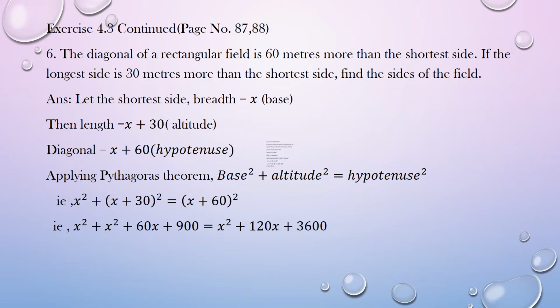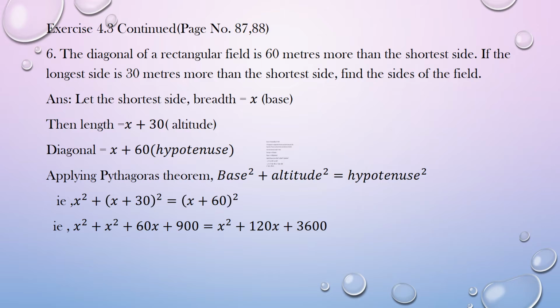Therefore, the diagonal is equal to 60 plus x. Also given, the longer side is 30 meters more than the shorter side. That means the length is equal to x plus 30. As we know, each angle of a rectangle is 90 degrees.